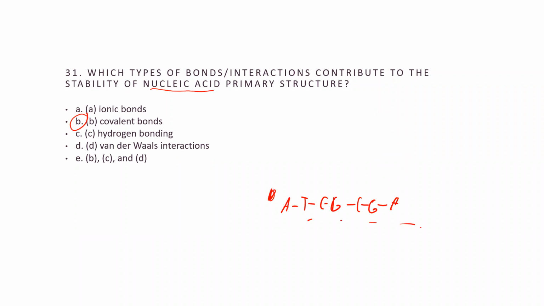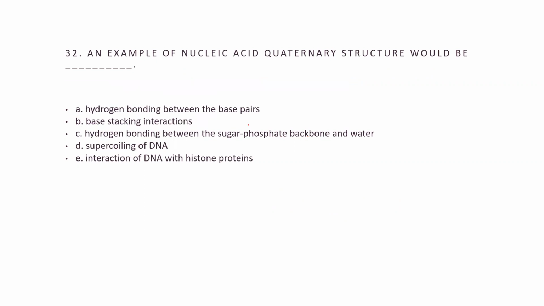You see ionic bonds, DNA. About hydrogen bonding, where do we see that? Okay. So that would be secondary, right? Then van der Waals interactions, also secondary. And what are those van der Waals interactions? Yeah, pi bond stacking, right? An example of nucleic acid.